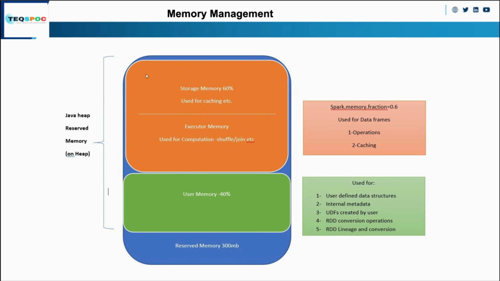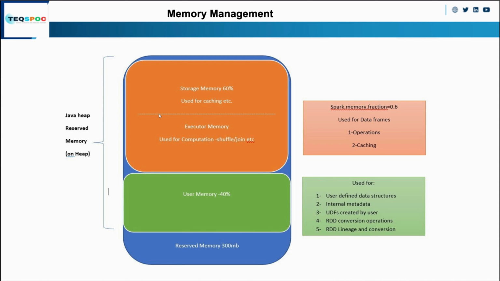Now, in this 8 GB, there will be a certain section which will be used for storage, and that is simply for either caching or persisting. I did mention caching and persisting to store the intermediate data frame. When I'm using the same data frame over and over again, I can simply cache or persist it into the memory. So this is where that cached or persisted data frame resides. And this takes almost 60%. By default it is 60%.